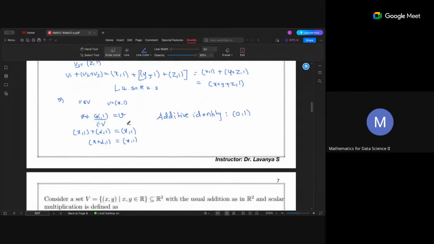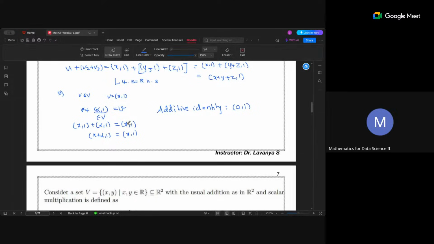Fine. And what will be the additive inverse? If you have x comma 1, what is the vector you can add so that you will get the additive identity, which is 0 comma 1? Minus x comma 1. That's all. So this is the additive inverse. I guess now you have an idea how to check the properties. So you have the remaining 7, 8, 9, 10 to complete. Please verify this yourself.